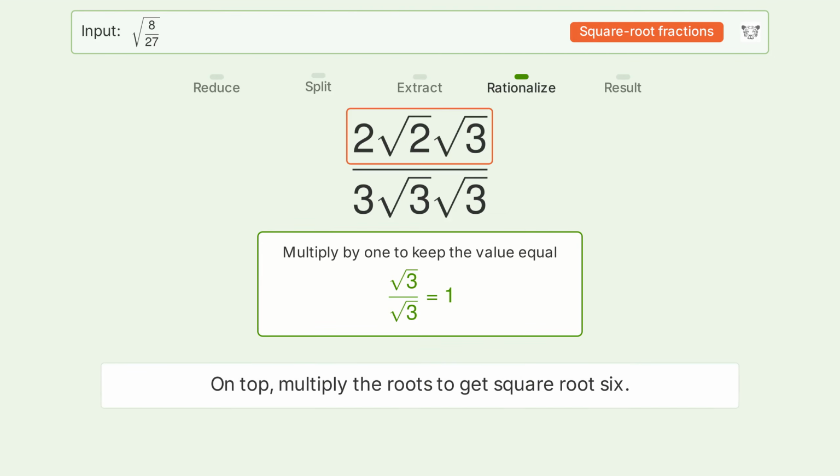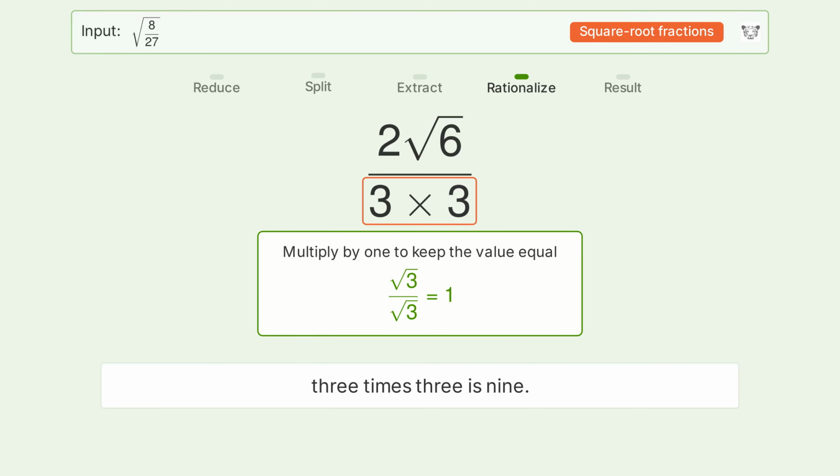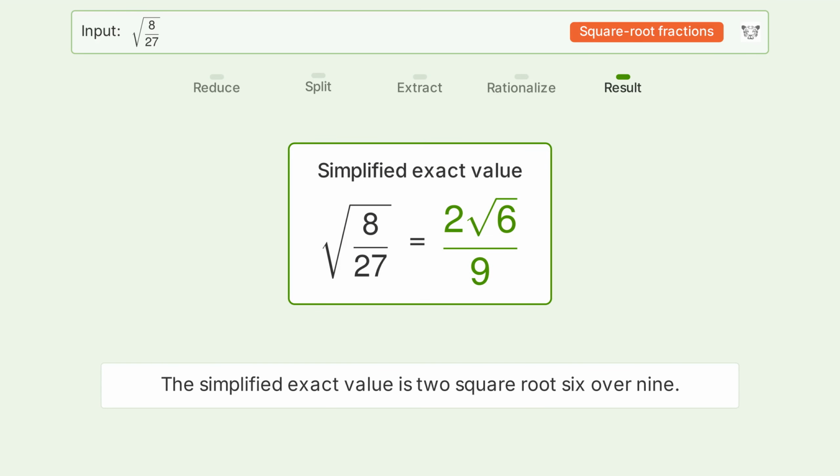On top, multiply the roots to get square root 6. On the bottom, square root 3 times itself is 3. 3 times 3 is 9. The simplified exact value is 2 square root 6 over 9.